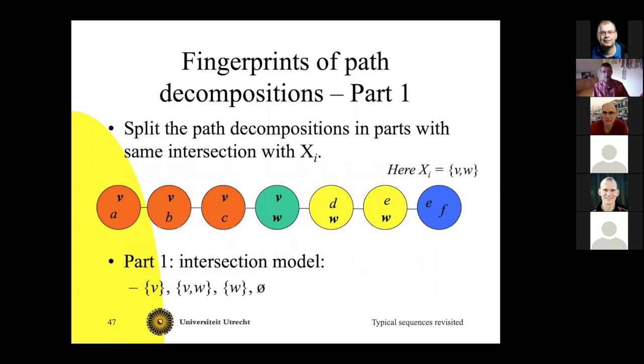The first thing is that we are going to split the path decomposition in parts, and every part has the same intersection with the vertices in the bag. So if we have a bag, say VW, and this is my path decomposition of the subgraph associated with i, then we have 4 parts. The first part are the bags where the intersection is V. The second part is the intersection VW. The third part is the intersection W. And the last part are those which have an empty intersection. So in this way, we split this into parts and we get this intersection model as below.